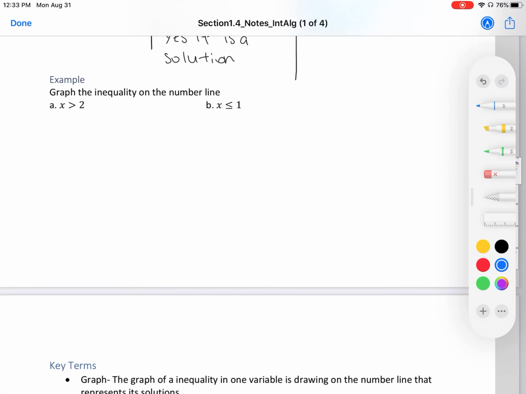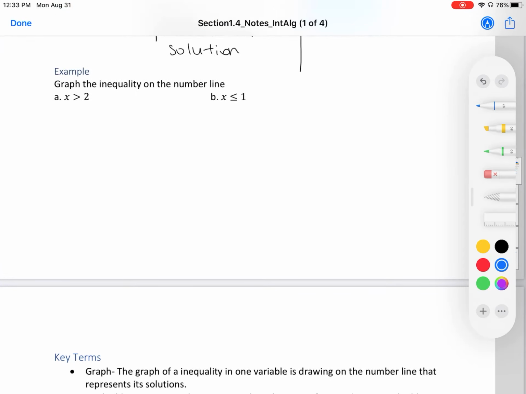Next example. Graph the inequality on a number line. Okay, so let's go ahead and do A. Let's graph a number line. A number line runs horizontally. To the right, I always like to write a plus, to the left a minus.